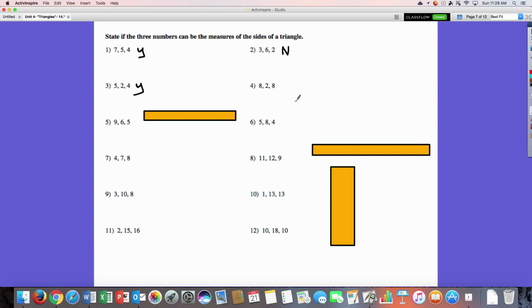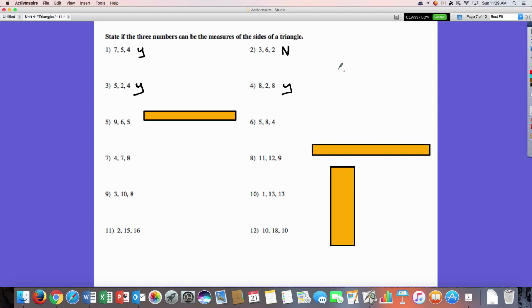I'll do one more with you. I see two numbers that are the same here. This one might be tricky. 8 plus 2 is 10. That's bigger than 8. 2 plus 8 is 10. That's bigger than 8. And 8 plus 8 is 16. That's bigger than 2. This one's a yes.